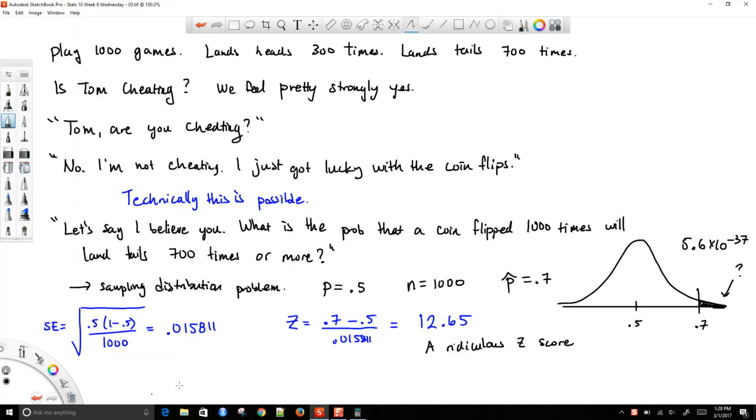Now, it's hard to comprehend a number that small, but basically we're going to have 0.0000... with 36 zeros here, and then we have a 5, 6. This is approximately the probability of hitting Powerball 4 weeks in a row.